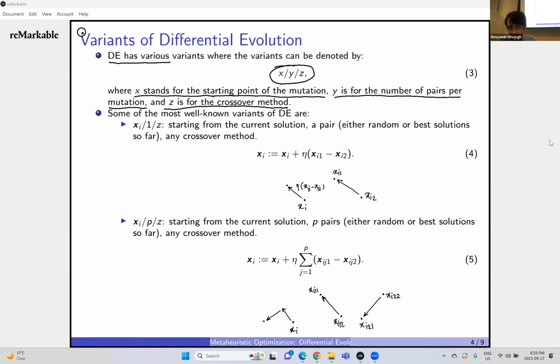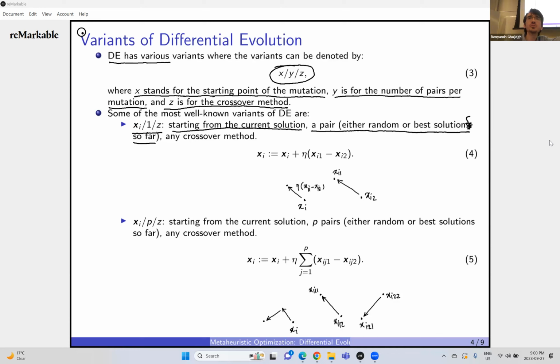Some of the most well-known variants of differential evolution are these. Xi/1/Z. What do I mean? Xi means that my starting point is my current candidate solution, so starting from the current solution, current Xi. 1 means I use 1 pair, and this pair can be either random or best solutions found so far.